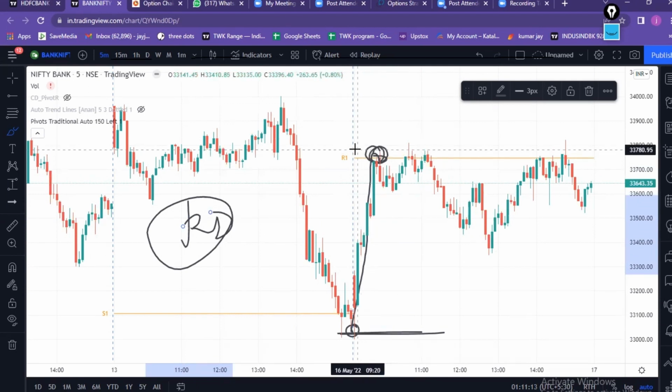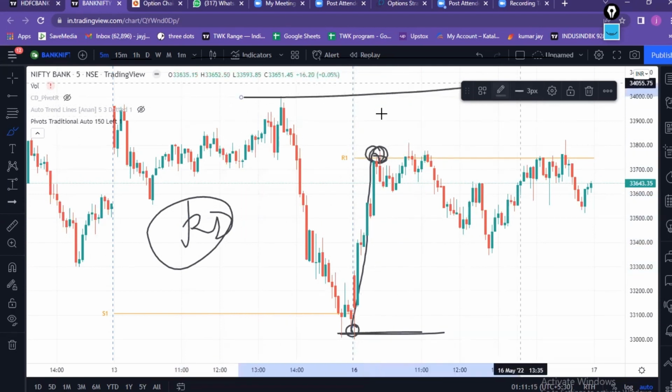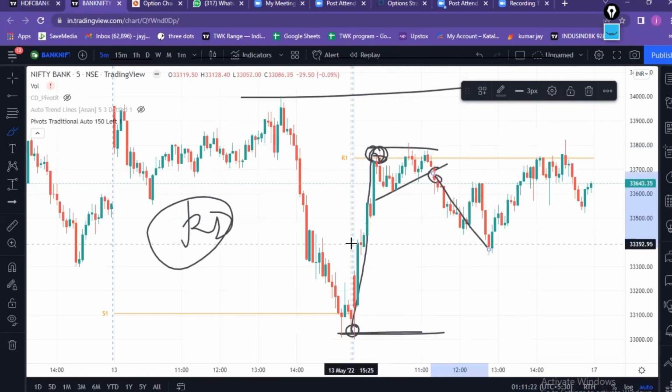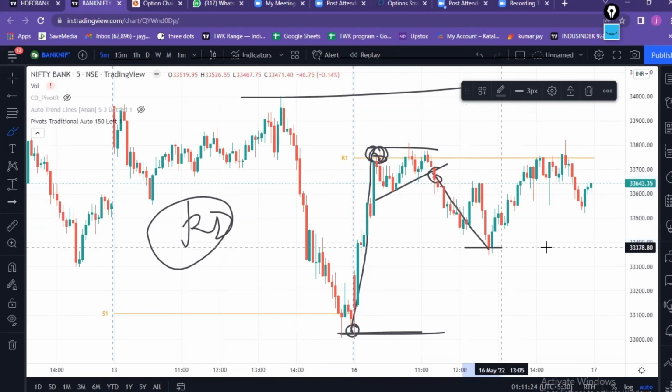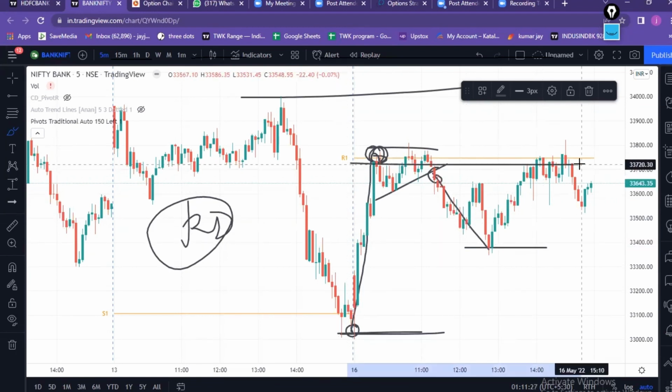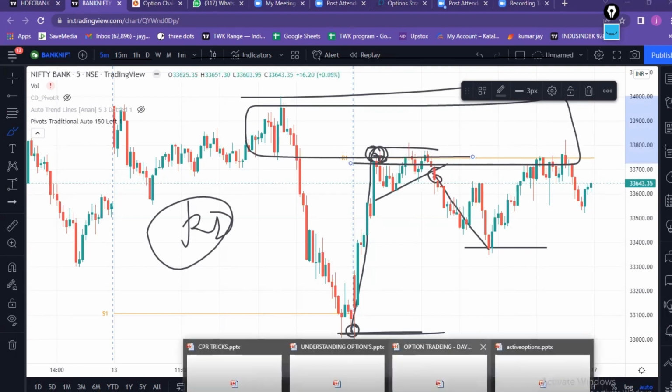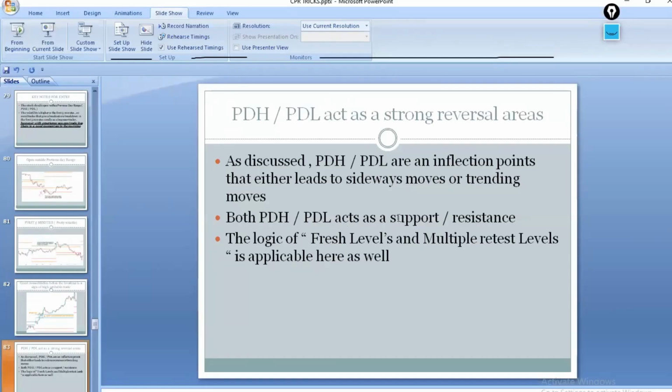And if you see, the market takes rejection at the upper range, which is the previous day high and R1 range, it consolidates over here, gives a breakdown, and then we see that it makes a good fall. These zones act as very good reversal areas as well. I hope you're getting the point. Both previous day high and previous day low act as strong support and resistance. The logic of fresh levels and multiple retest levels is applicable over here as well.